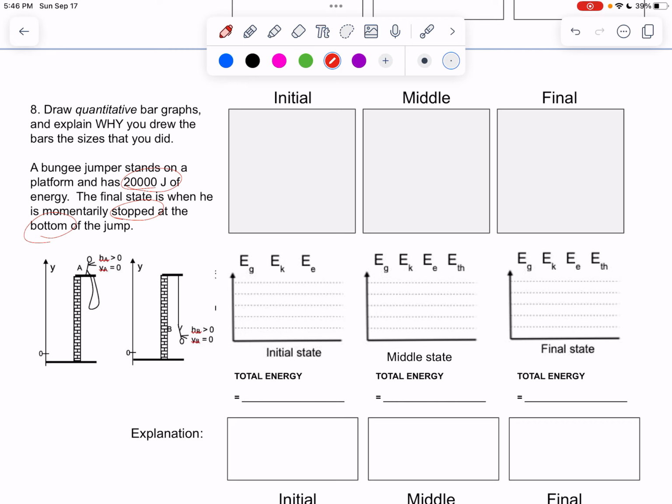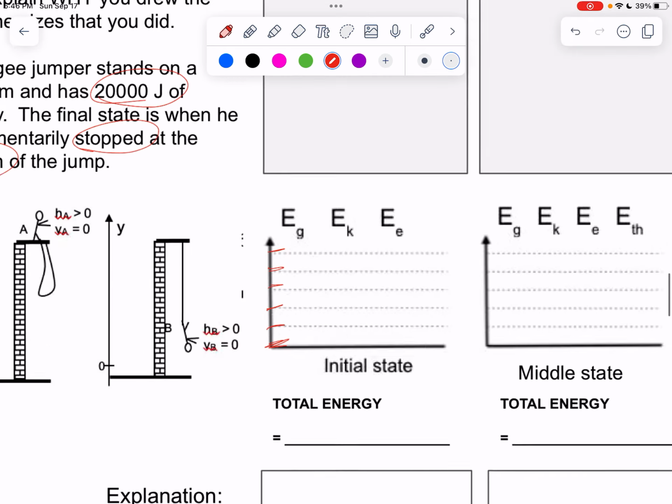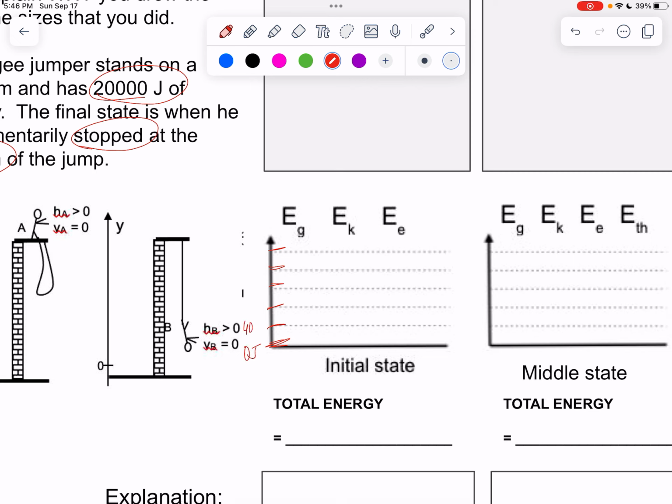How do we want to do this? Well, I have 20,000 joules of energy, so probably I'm going to go ahead and divide this. 20,000 divided by 5 is 400, so I'm going to label this 1,600. No, wait. Oh, 20,000. Oh, my God. 20,000 divided by 5 is 4,000.